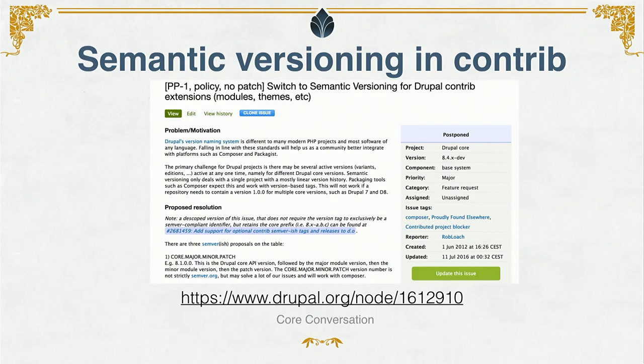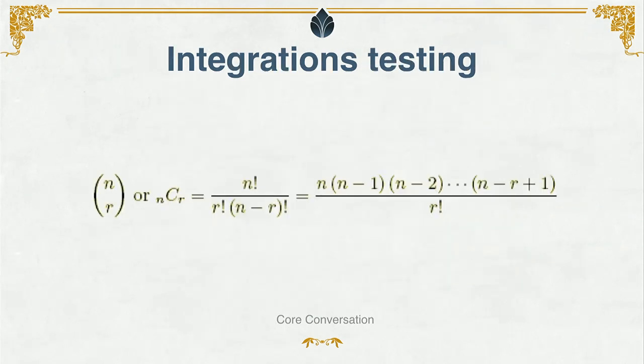And when we talk about backward and forward compatibility, one thing that we have is how we test against different versions of different modules. There are multiple combinations, so the number of tests that we should actually run for ensuring that we are compatible with those versions of those contrib modules grows quite in a factorial way.